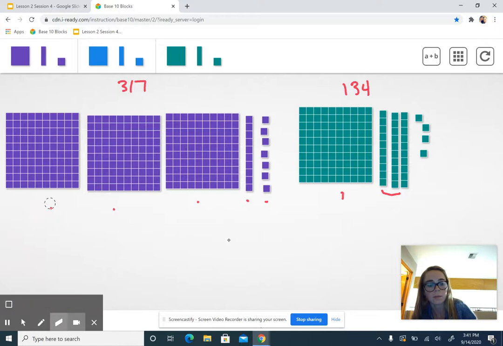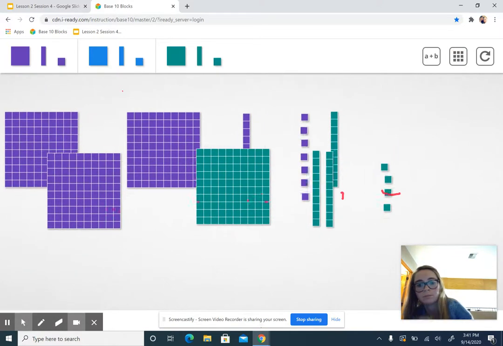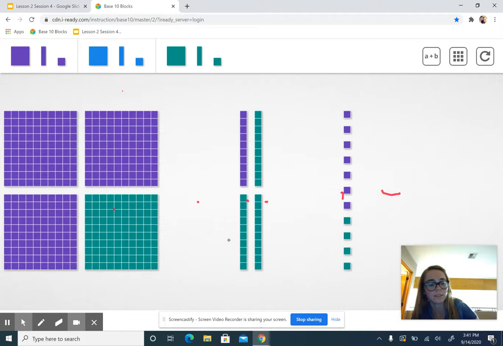Now let's see what happens when we add these together. How can we add these together? Watch this. We're going to use this tool and we're going to combine them. So let's see what we have now. I have 1, 2, 3, 4 hundreds. So that gets 400. I have 1, 2, 3, 4 tens.